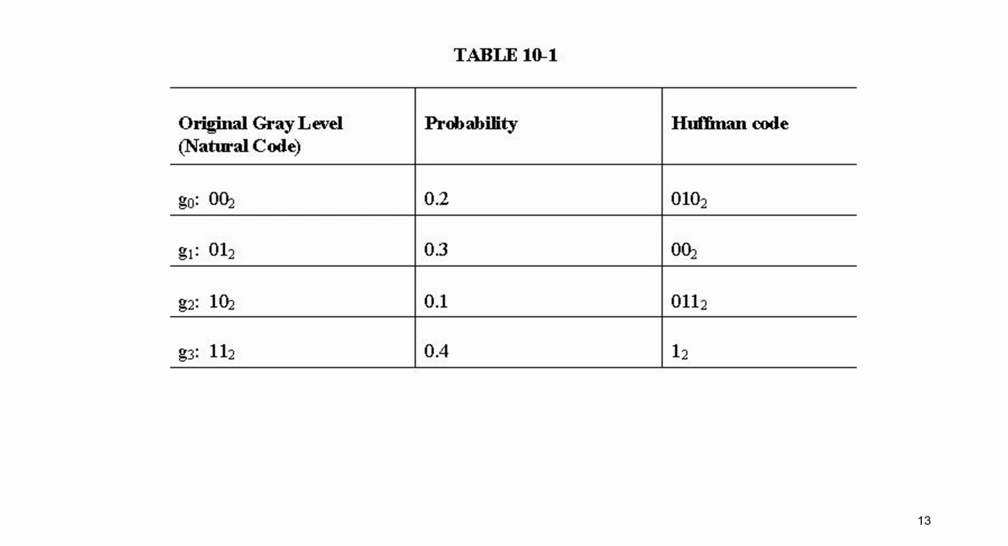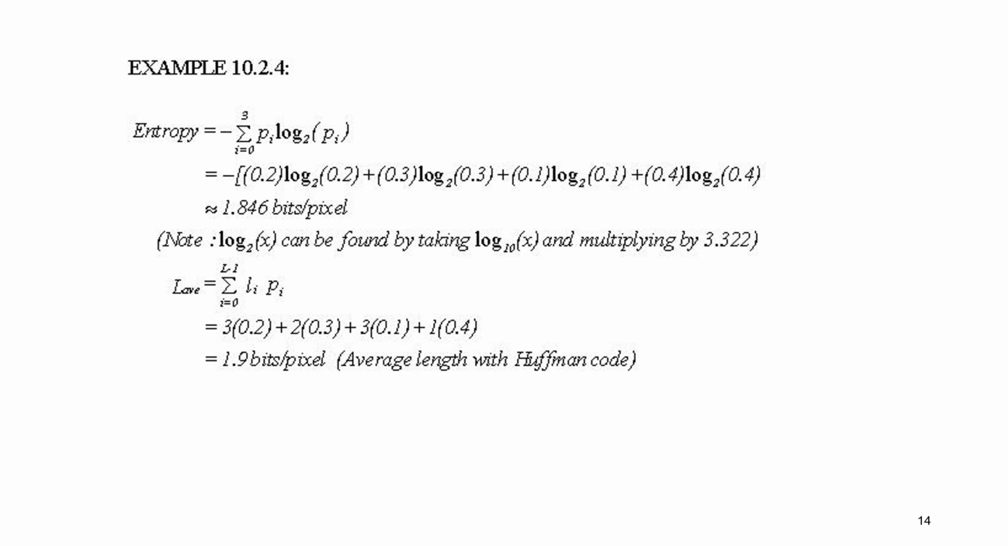So here the original gray level, that is the code, is given as 0, 0, 0, 1, 1, 0, 1, 1. Its corresponding probabilities are written as 0.2, 0.3, 0.1 and 0.4. So the corresponding Huffman code is 0, 1, 0, 0, 0, 0, 1, 1 and 1. So how do we calculate the entropy for this particular example?